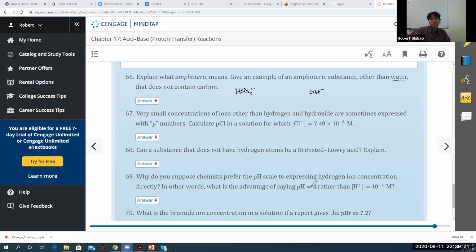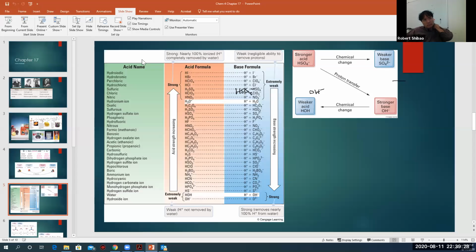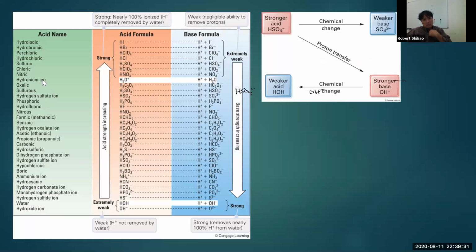Where it's not huge is when it's kind of in the center or close to it. So like hydrogen oxalate, it's kind of a mid-range acid. And then let's take a look over here. Hydrogen oxalate is kind of a mid-range base, you know. So, let's see. Monohydrogen phosphate. Monohydrogen phosphate, let's go here.